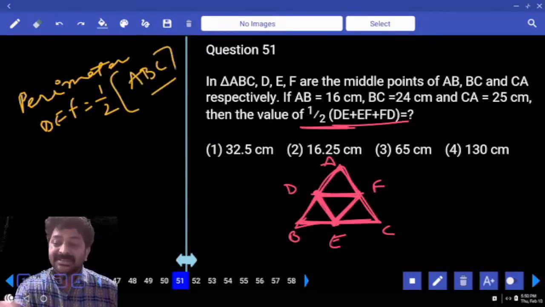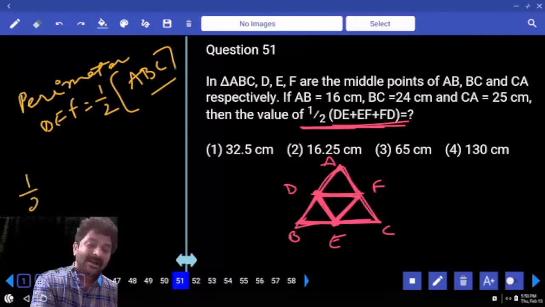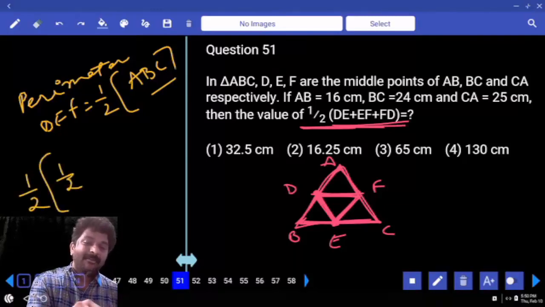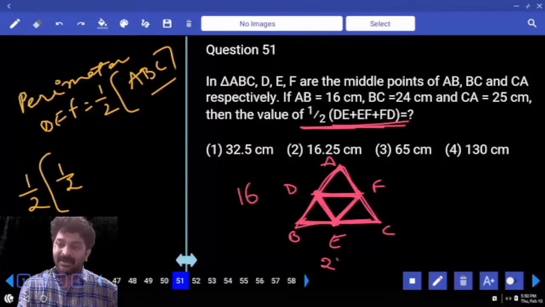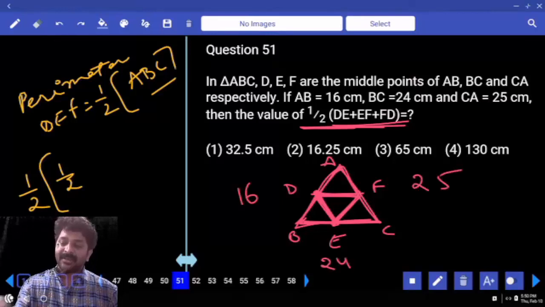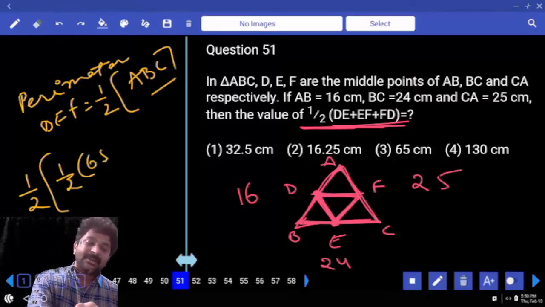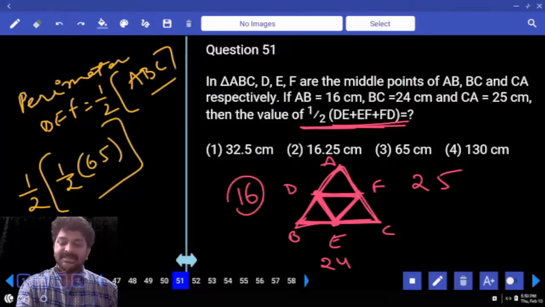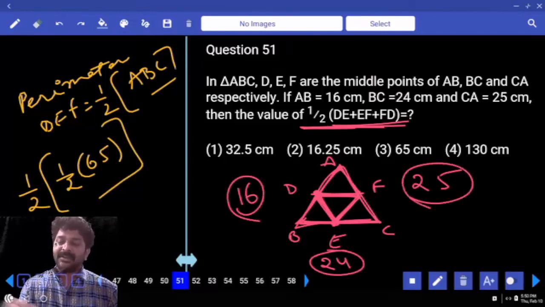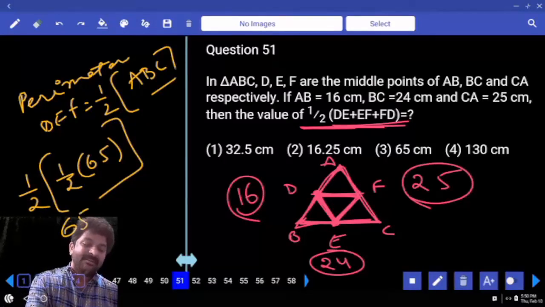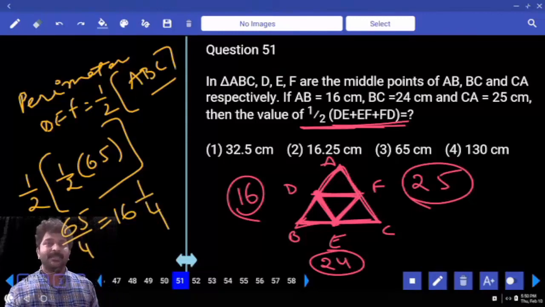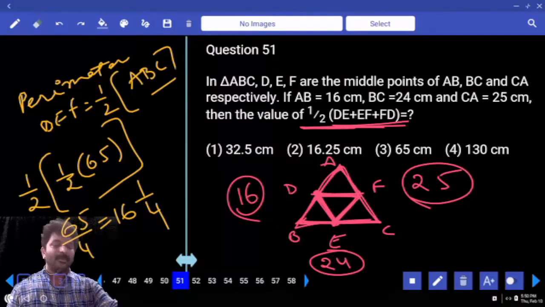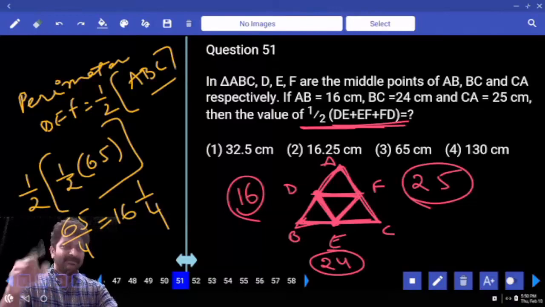But now your question is about half of that. That means already half is there. Half of triangle ABC: AB value 16, BC value 24, CA 25. Sum of values? 16 plus 24, 40. 40 plus 25, 65. 65 divided by 4. 4 16 times, 64. 1 by 4, that is 0.25. So 16.25. Over. Right, one question is left. I'll discuss that tomorrow.